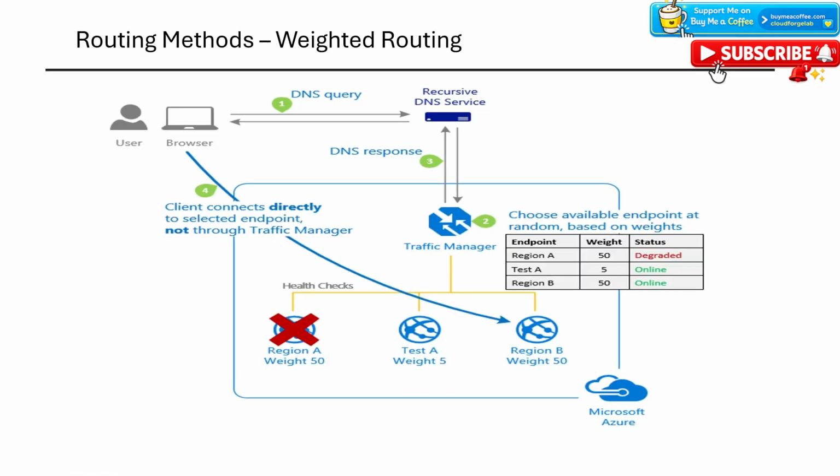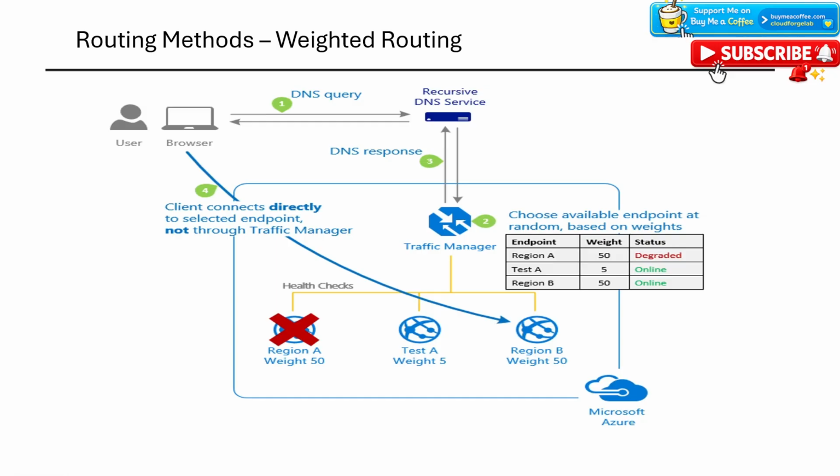Now the second routing method is the weighted routing method. In this case, we give a weight to the different endpoints, and the traffic is assigned to the different endpoints based on the weight that we have assigned. This routing method is ideal for controlled traffic distribution, and it is also suitable for a gradual rollout.